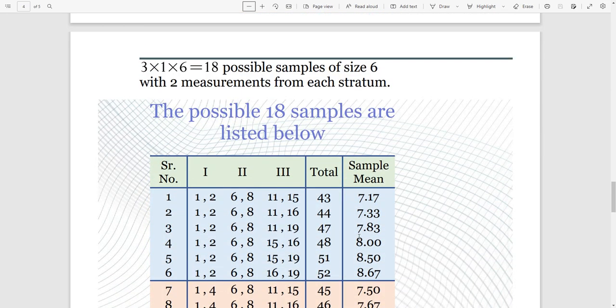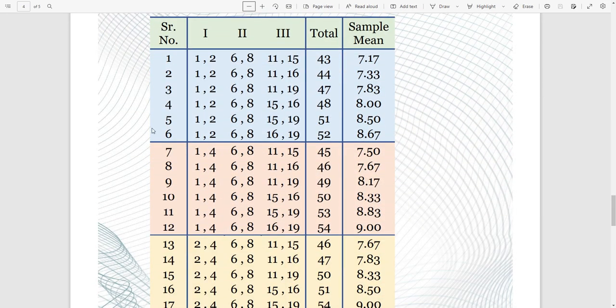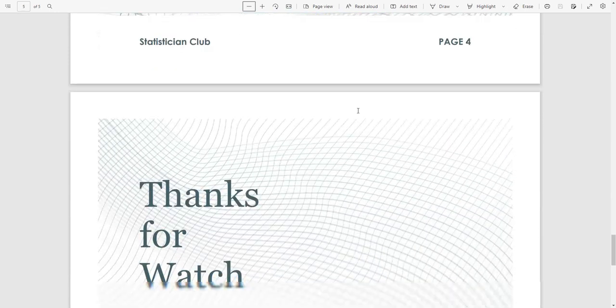So we complete our task. We listed all the samples according to stratified random sampling without replacement, and then found the sample means.